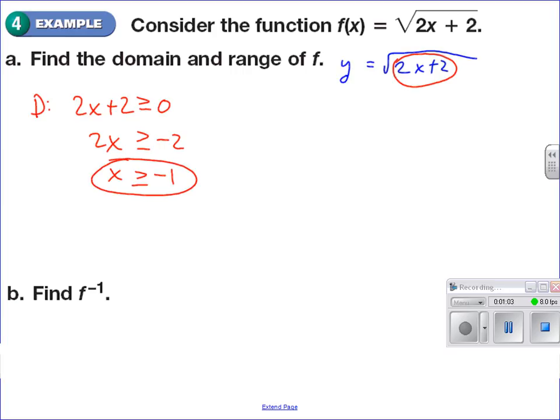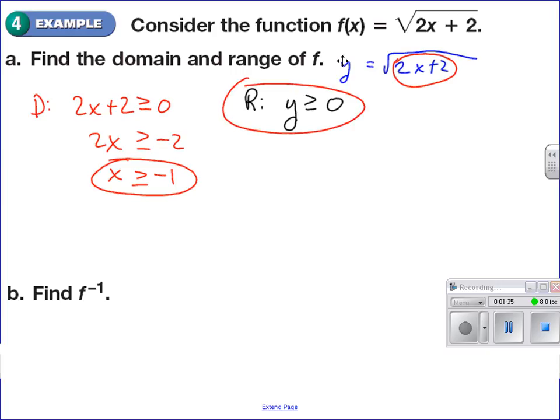That's my domain. For the range, well, first of all, I know y has to be positive to start, because nothing can come out of the square root sign and be negative. And really, there's no further information there. So for the range, I have to say that y has to be greater than or equal to 0. Y must be positive, because whatever I plug in for x, y is going to come out positive. That's my reasoning there.